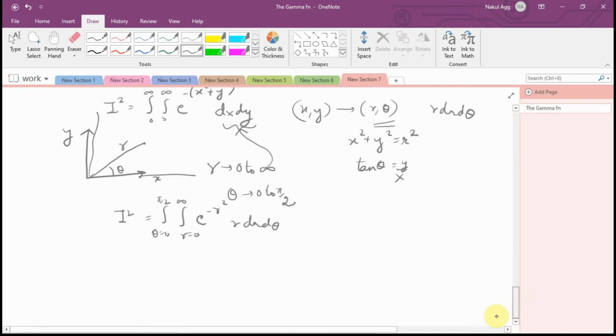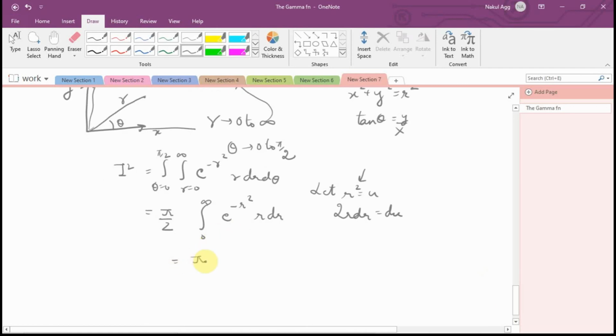The theta integral can be evaluated very simply, so that is nothing but equal to pi by 2. So this is equal to pi by 2 times the integral 0 to infinity e raised to power minus r square r dr. Let r square is equal to u, we have 2r dr is equal to du. As r goes to 0, u also goes to 0, r goes to infinity, u also goes to infinity, so the limits remain the same. We have pi by 2, 0 to infinity, e raised to power minus u du by 2. This is nothing but equal to pi by 4 and I is equal to root pi by 2.